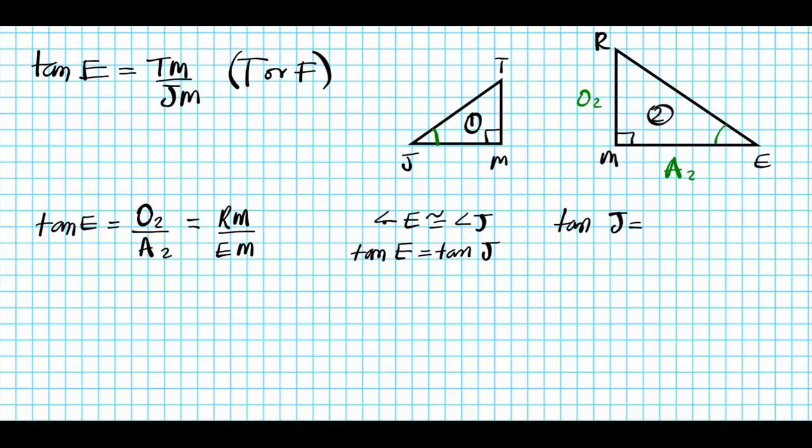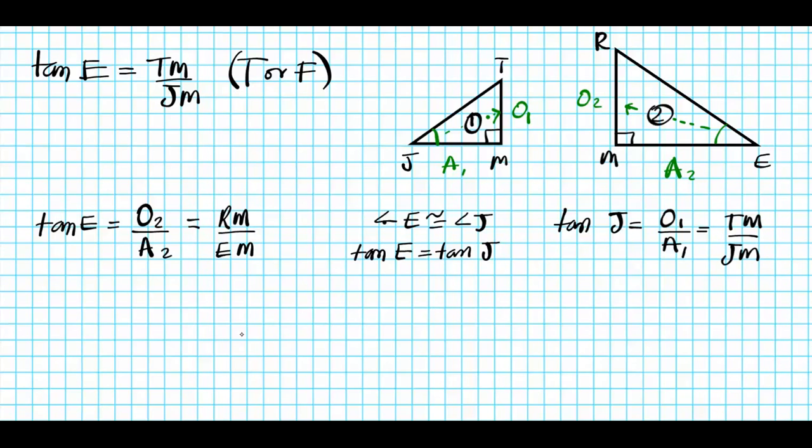So tan of J, using triangle 1 this time because J is in triangle 1, is the opposite for triangle 1 over the adjacent for triangle 1. Let's go ahead and label it here. Since this is the reference angle, the side opposite it is opposite for triangle 1. This is the hypotenuse, this is the adjacent for triangle 1. We're just using opposite and adjacent because of TOA in SOHCAHTOA. Let's put in the side measures. Opposite for triangle 1 is TM right here, and then the adjacent is JM.